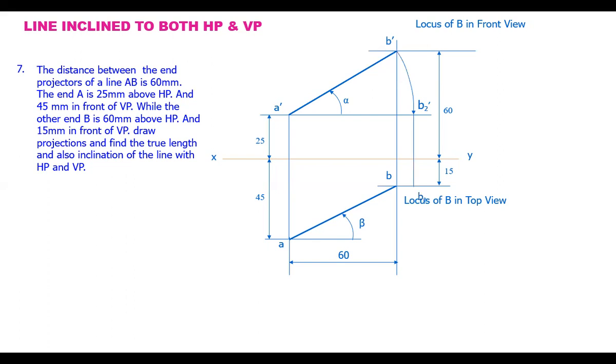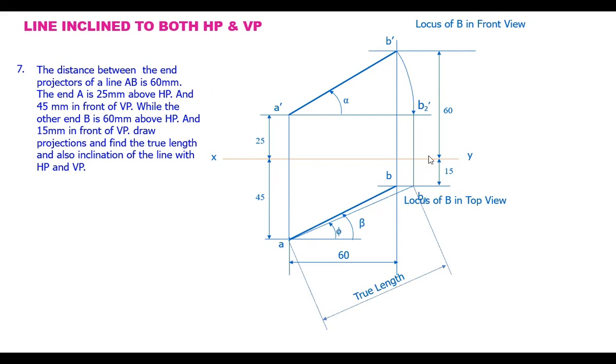From B2 dash, draw a projector, and we know the locus of B in the top view. So this point will be B2. This is B2, and this is the true length of the line. Joining this point with this, we get the true length of the line. So the true length is known, and this is the true inclination, phi. This line is at a phi angle with VP.